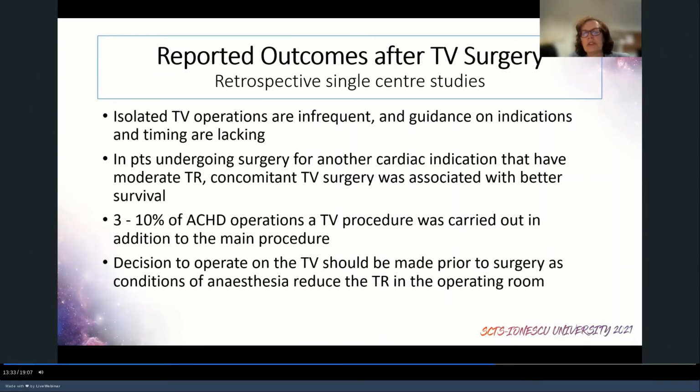Most of the patients that undergo tricuspid valve surgery in the adult congenital population do this as a concomitant procedure at the time of surgery for another cardiac lesion. And if the tricuspid valve is addressed at this time, then it has been shown this has a better survival. This type of surgery takes place in 3 to 10% of the adult congenital operations.